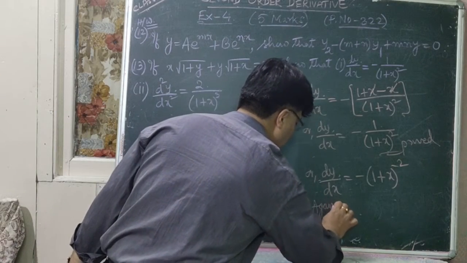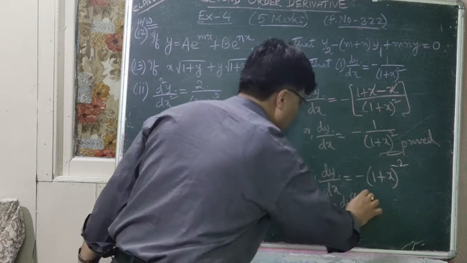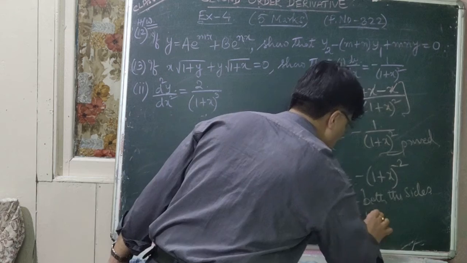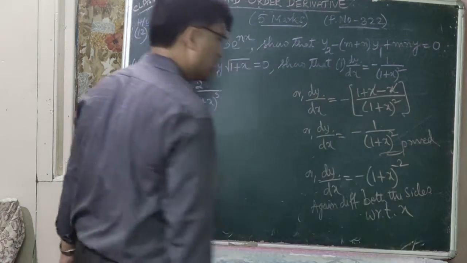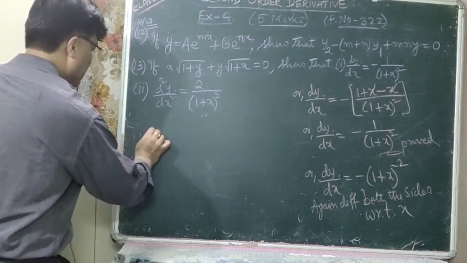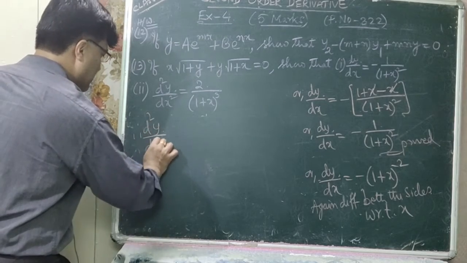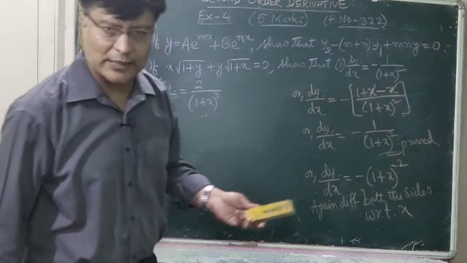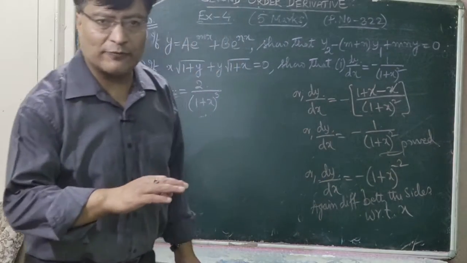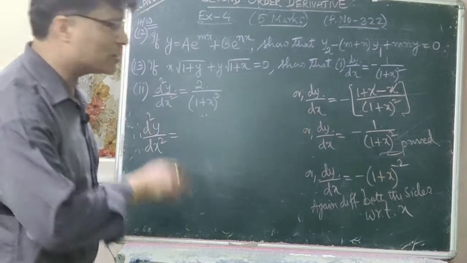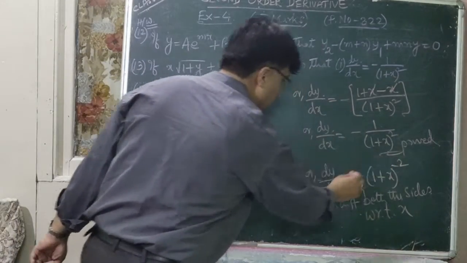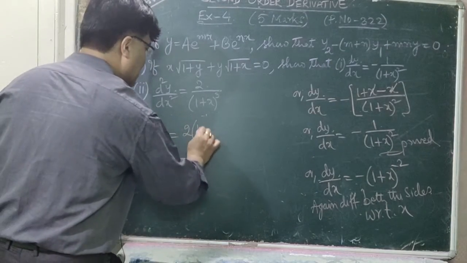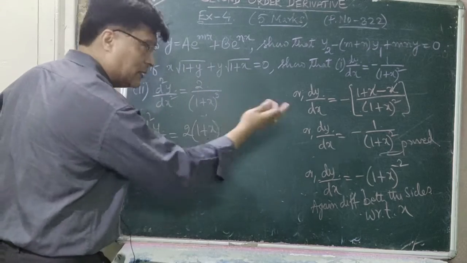Again differentiating both the sides with respect to x. So what do we get? Therefore d2y by dx square is equal to, now this is in the form x to the power n. 1 plus x is the variable. Take it as x. What is the differentiation of x to the power n? n into x to the power n minus 1. So here minus 2 comes in the front. Minus 2 into minus 1 plus x whole to the power, decrease the power by 1.